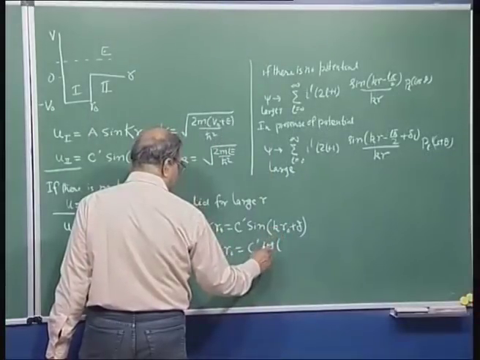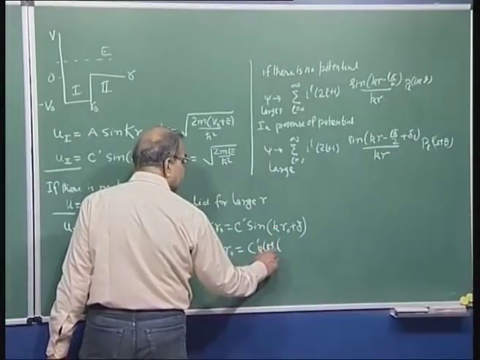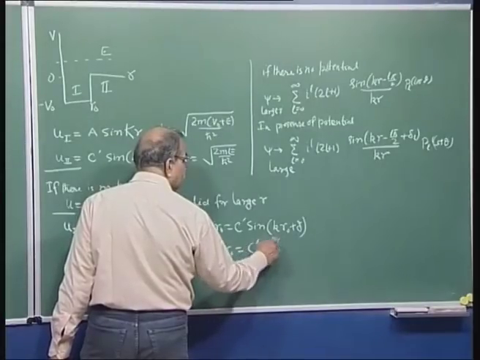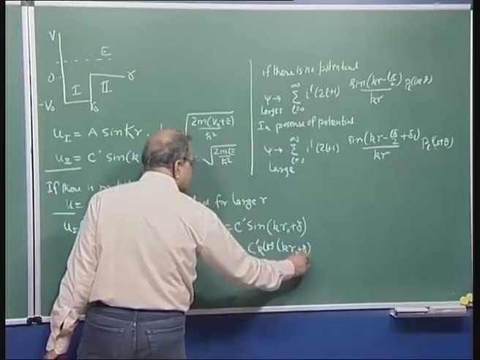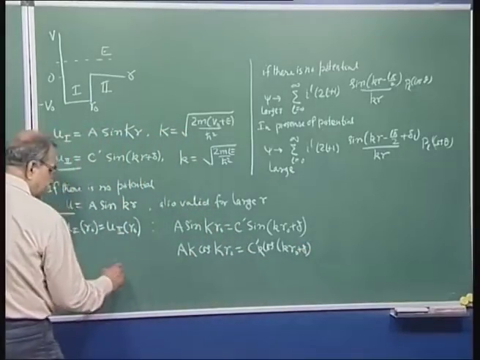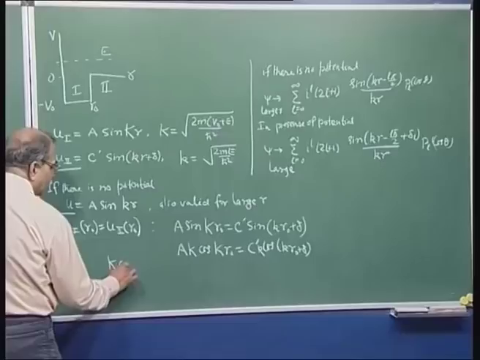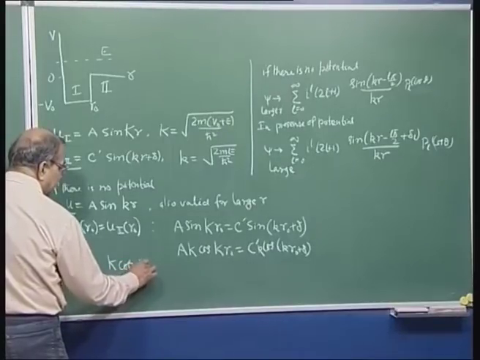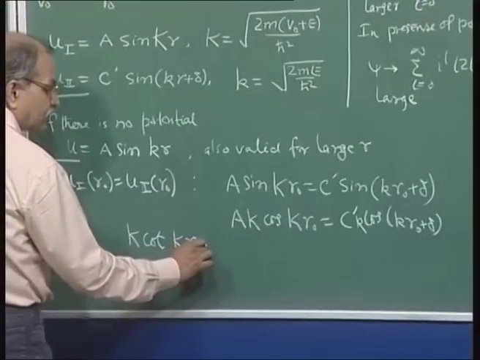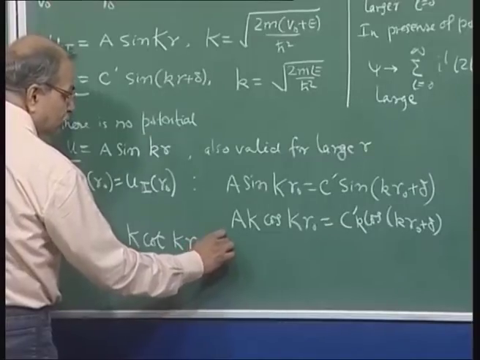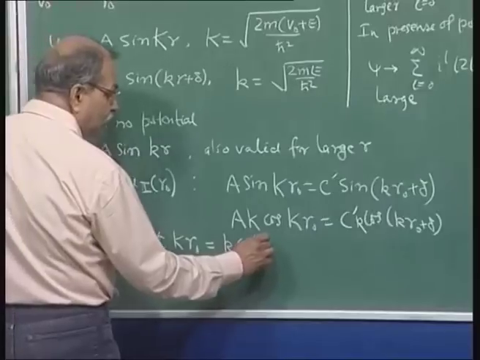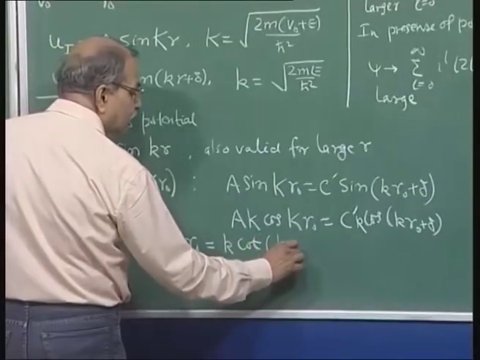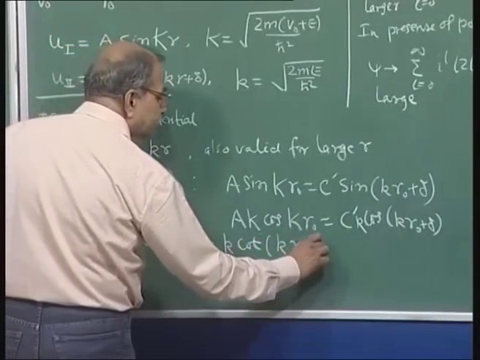So, A capital K cos capital K r naught should be equal to C prime cos, this k will come out. So, small k here, then cos k r naught plus delta, and when you divide you get capital K cot capital K r naught is equal to small k cot small k r naught plus delta.